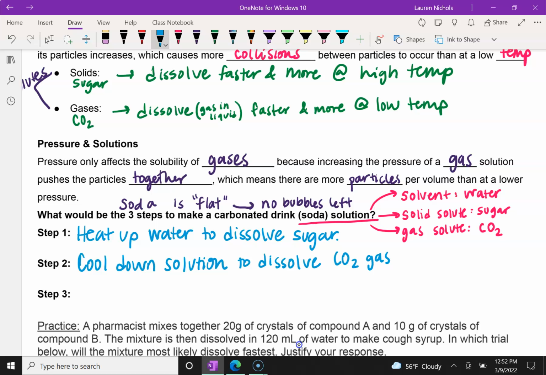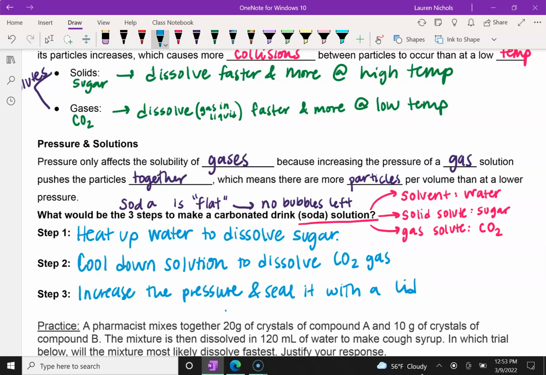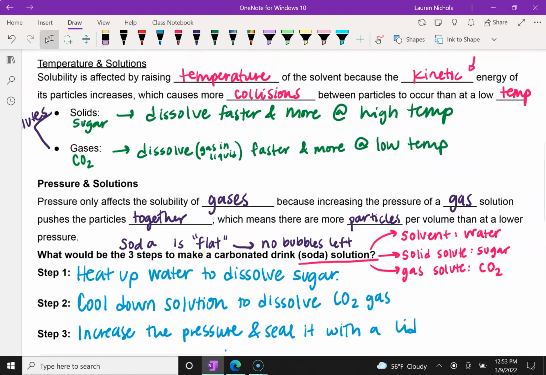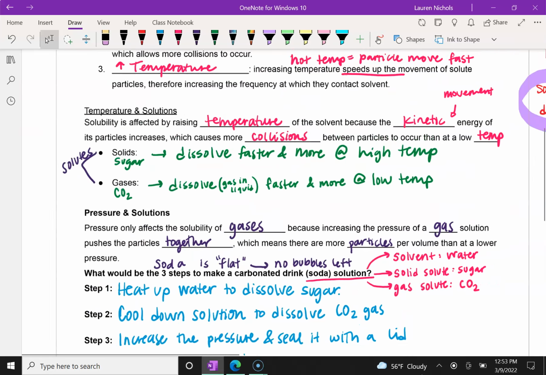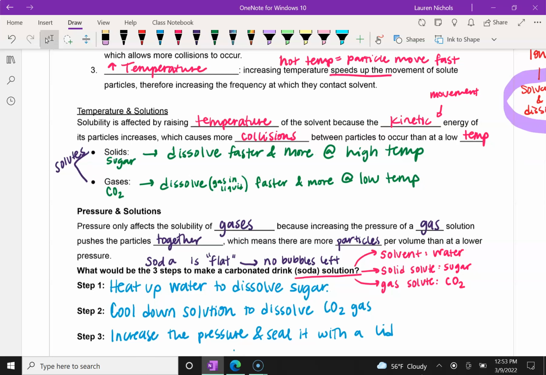And then once we do that, we increase the pressure and add a lid. If you don't have the pressure, then even with a lid, it's not going to keep all of your bubbles inside the solution. So we increase the pressure, and seal it with a lid. And that's how we create a soda. So those are the basic steps for how we affect rate of solutions.